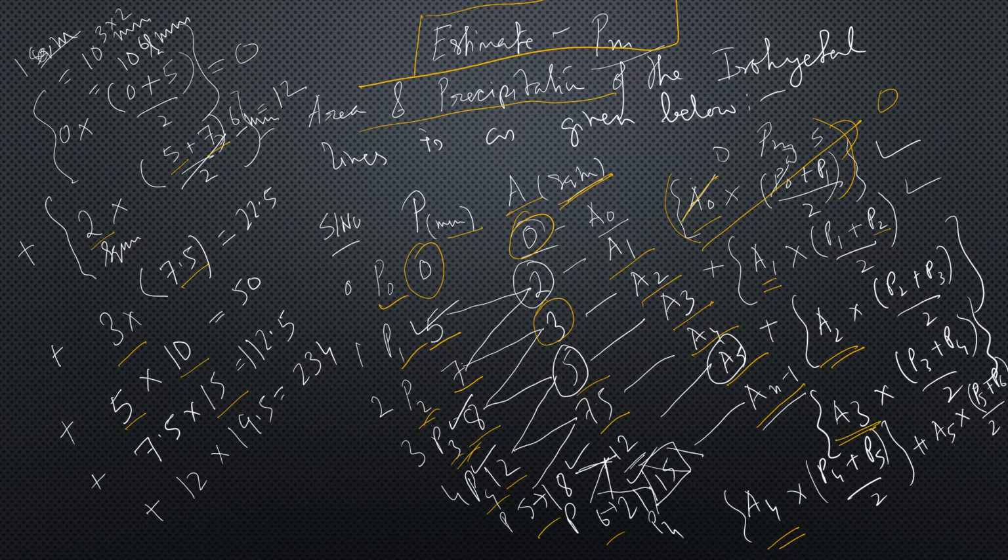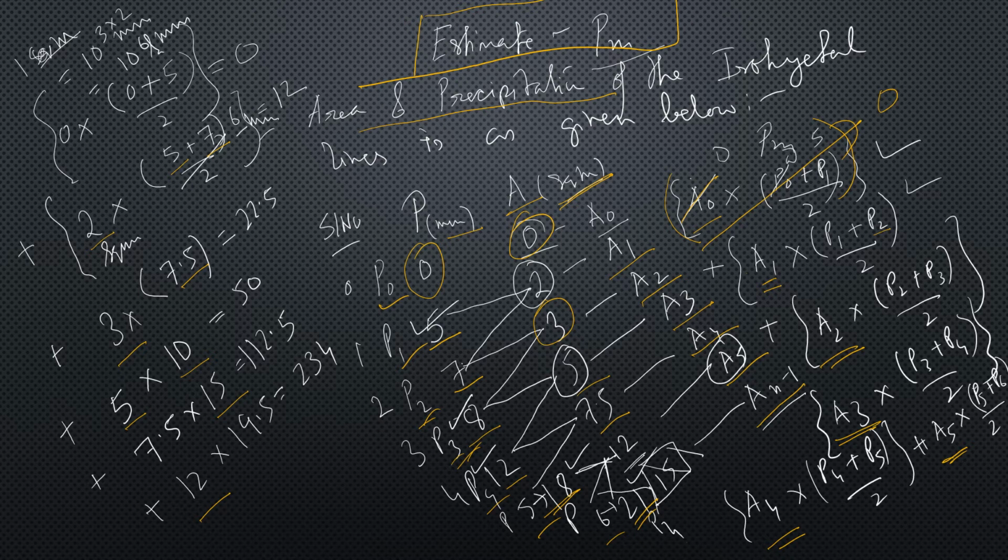Then let us go to area 5. This is area 5. A5 is given as 12. So this is your 12 multiplied by, A5 is bordered by P5 and P6. So P5 is 18, P6 is 21, correct? So 18 and 21 is 39. You divide by 2, it will come 19.5, correct?